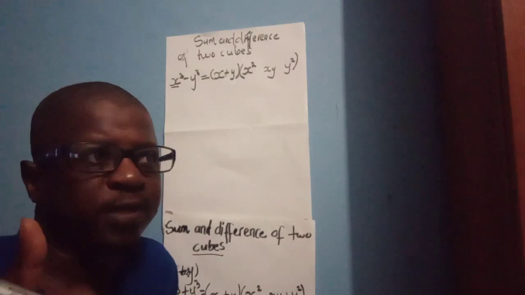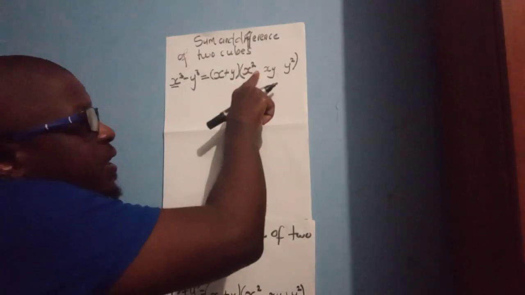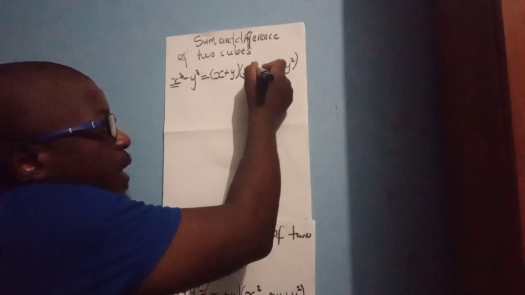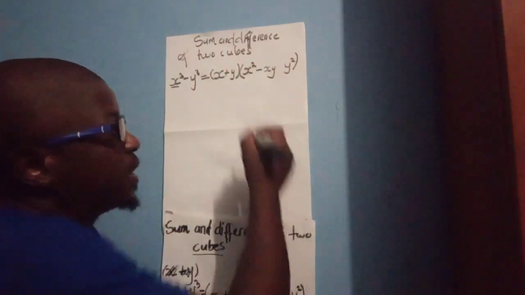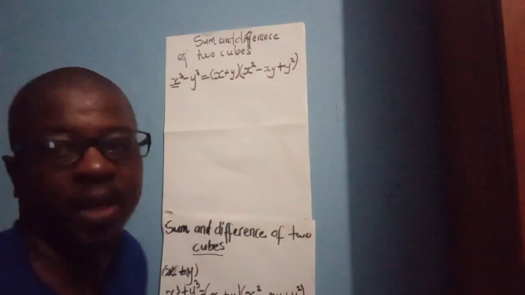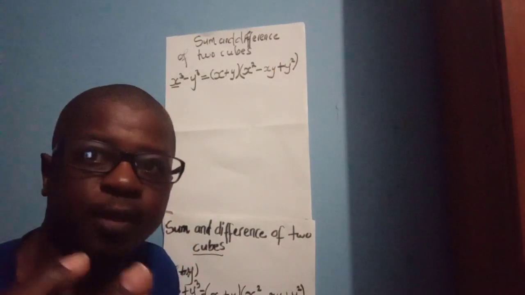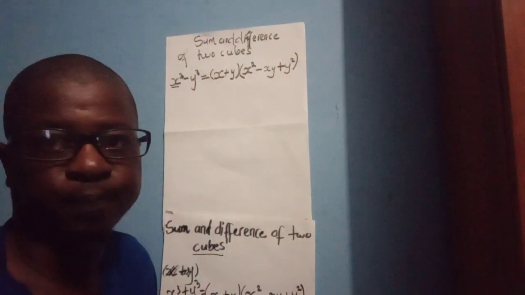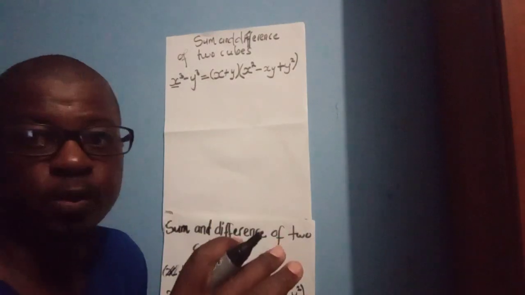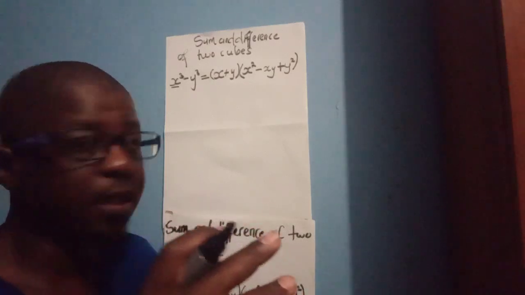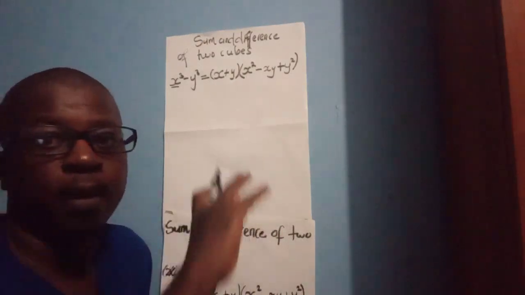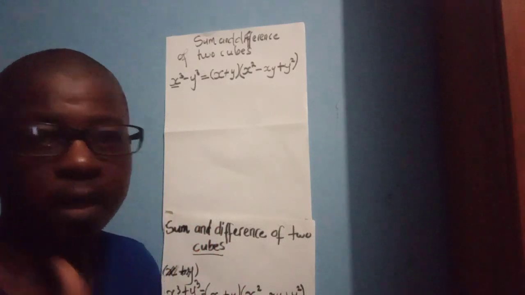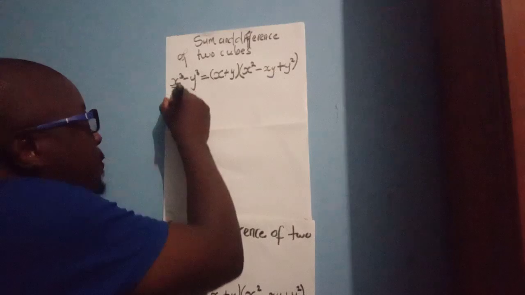We need to take note of something. There's a sign change here. When we have a positive, we are going to have a negative here. But this sign here is always a plus, in all scenarios, whether we're dealing with a plus or a negative. So it's the first term squared, minus first term times last term, plus last term squared.